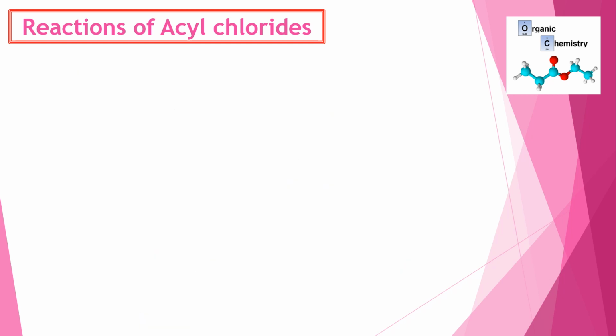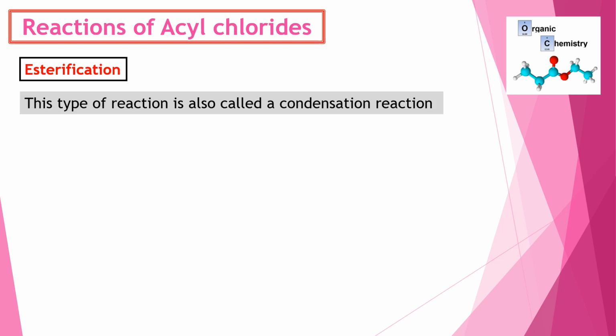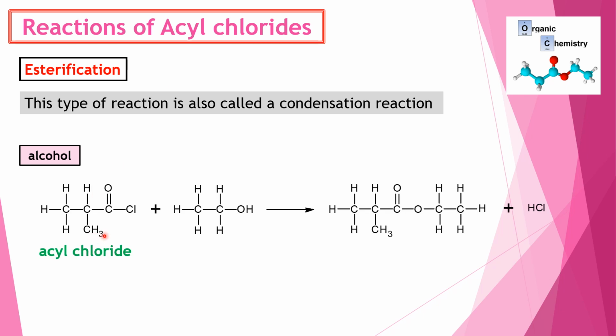Right, so let's look at another type of reaction that acyl chlorides have. This reaction is called an esterification reaction, a reaction where an ester is made. Now, this is also called a condensation reaction because when this reaction happens, we take 2 separate molecules, we join them together, and when we join them together, we also make an extra product of a small molecule, either hydrochloric acid or water. That is how we identify a condensation reaction.